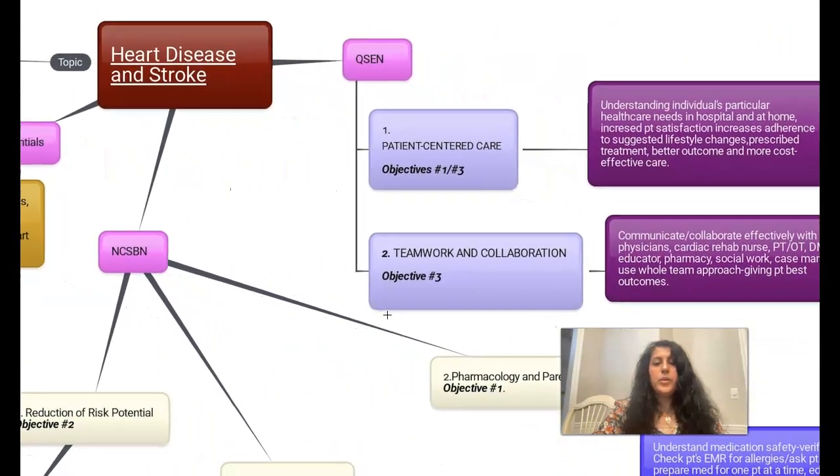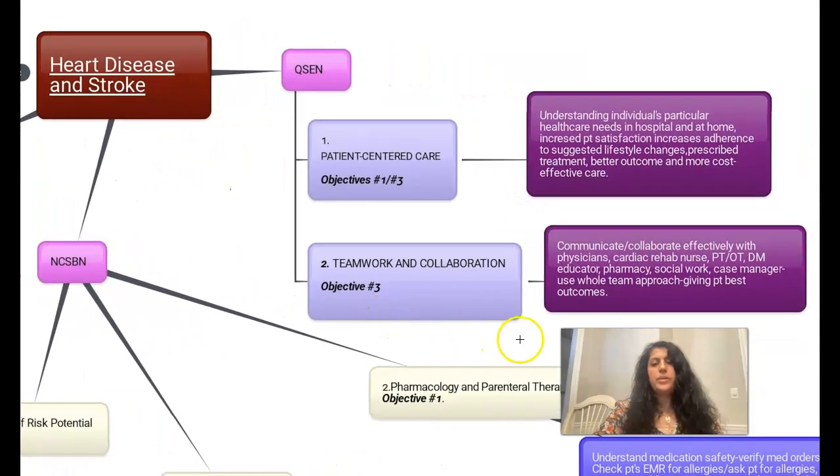Then we're going to talk about the QSEN competencies. The two I've chosen that are very important for baccalaureate students to have are, number 1, patient-centered care, and this supports objectives 1 and 3. That is, the student will be able to understand an individual's particular health needs in the hospital and at home, which increases patient satisfaction, increases patients' adherence to suggested lifestyle changes and prescribed treatments, gives better outcomes, and is more cost-effective overall.